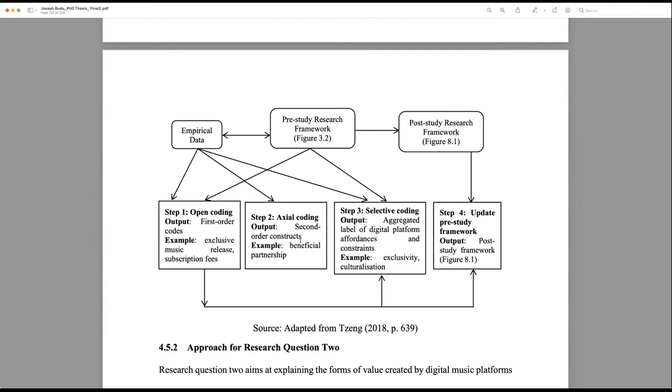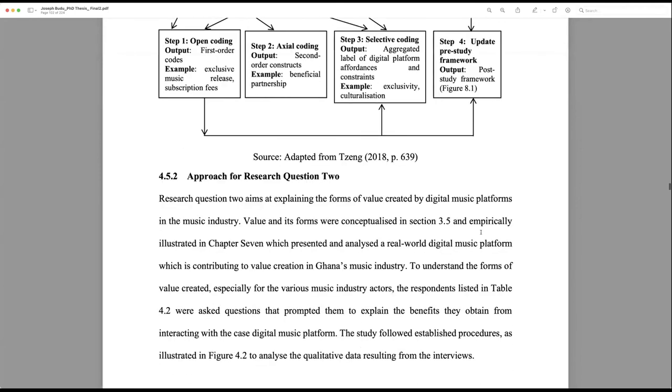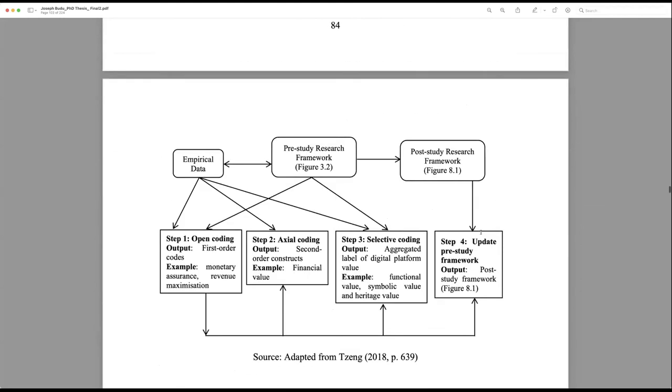Then with axial coding, he came out with beneficial partnership. Then he went to selective coding: exclusivity and culturalization, aggregated label of digital platform and output, aggregated label of digital platform affordance and constraints. The last one he then uses to update his framework. Okay, so that's what I will just show you right now.